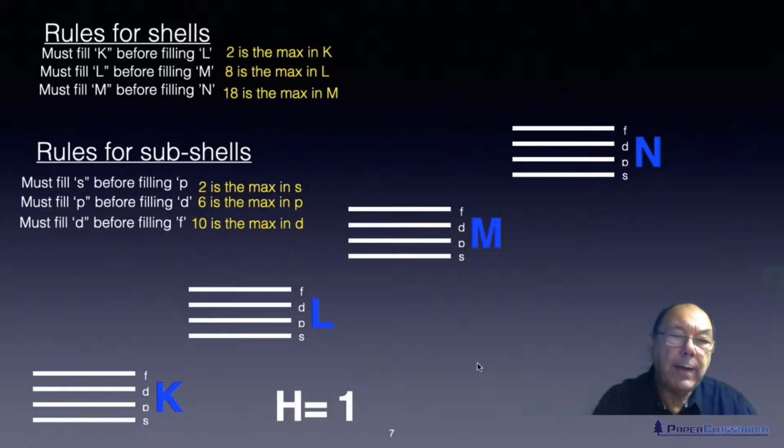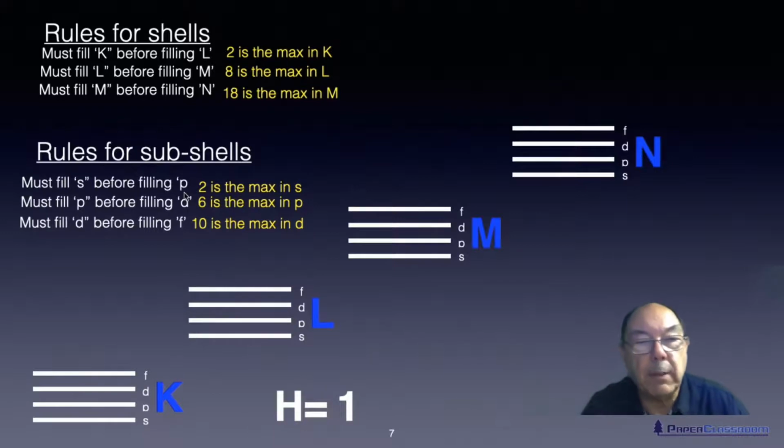So here we have the 4 shells, K, L, M and N. Within each of those we have the 4 subshells, S, P, D and F. And these are those rules that we've just been talking about. Now if we go through the first few elements, you'll see how this works.